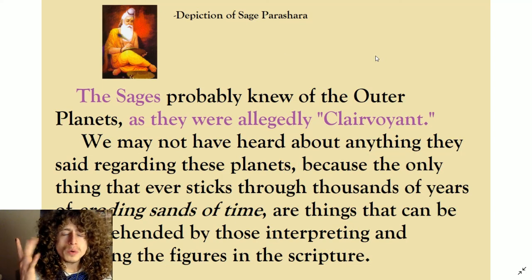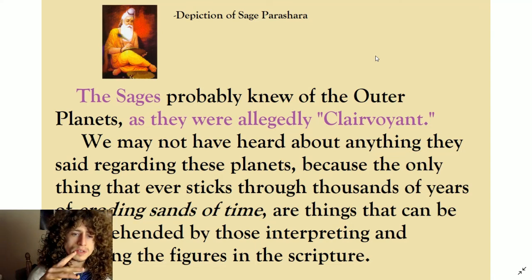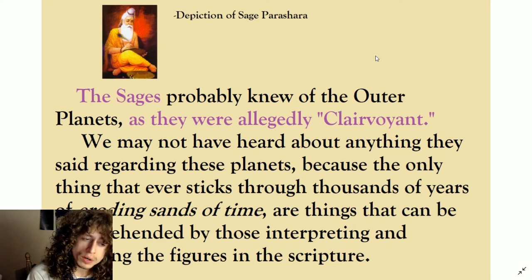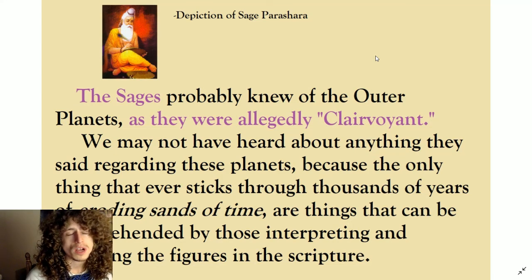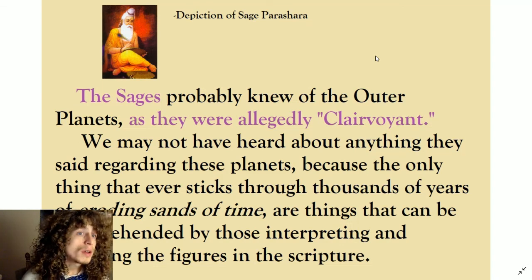The sages knew of them because they were clairvoyant. We may not have heard anything because the only thing that ever sticks through thousands of years of the eroding sands of time are things that can be comprehended by those who are interpreting and digesting the figures in the scripture. We're talking about people who would say words and then people would repeat their words. And it's like a game of telephone. Things get lost. But certain things did stay.